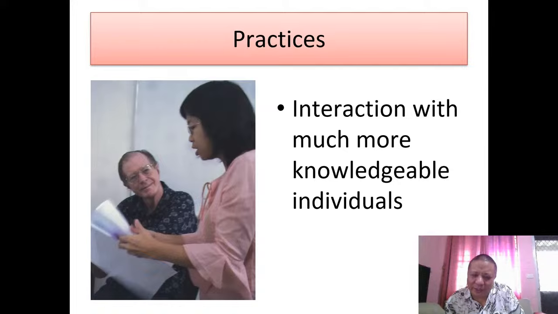The knowledgeable individuals don't need to be native speakers. The idea is they should be more knowledgeable than you, so you derive something from them, you learn something from them because they're much more knowledgeable than you.